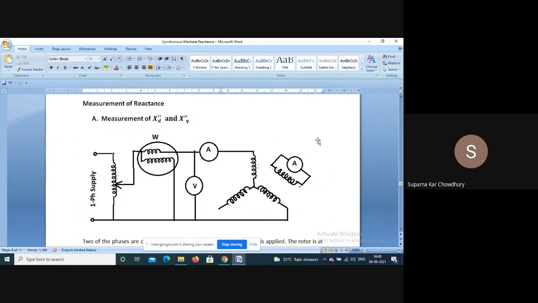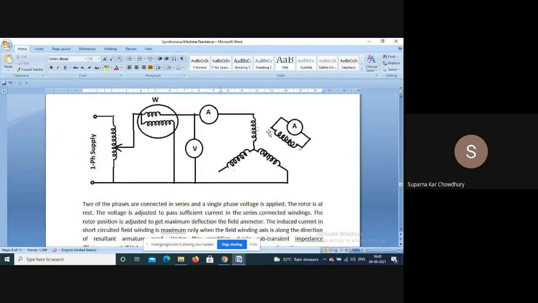Next is the measurement of Xd double dashed and Xq double dashed. The circuit is like this. Two of the phases are connected in series and a single phase voltage is applied. The rotor is at rest and the voltage is adjusted to pass sufficient current in the series connected winding. The rotor position is adjusted to get maximum deflection, because the rotor is at rest, and it is closed by the armature through an ammeter.